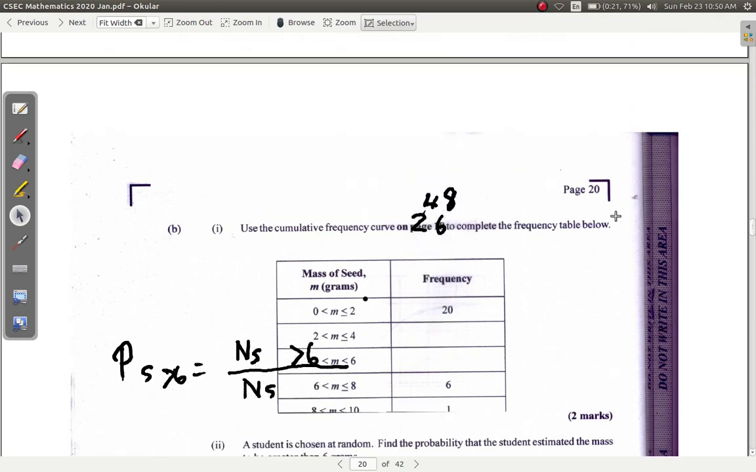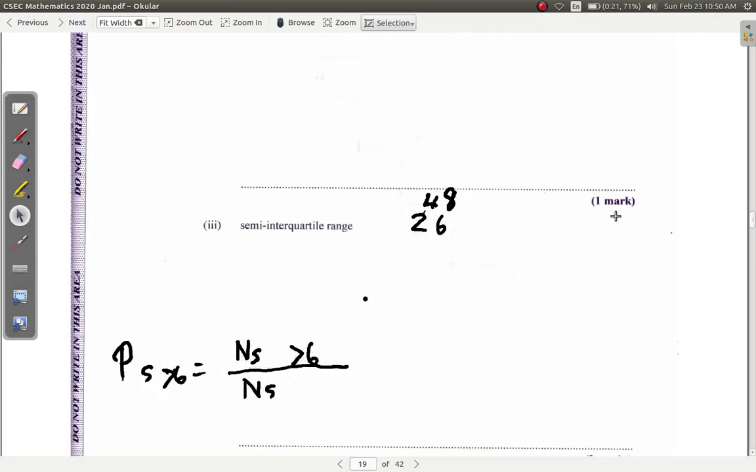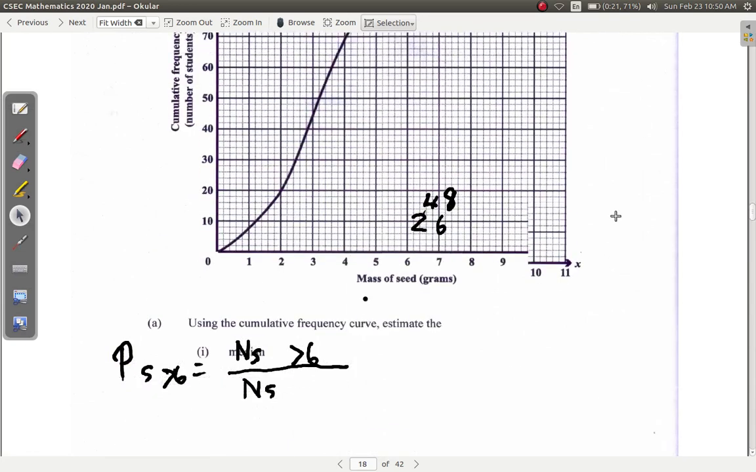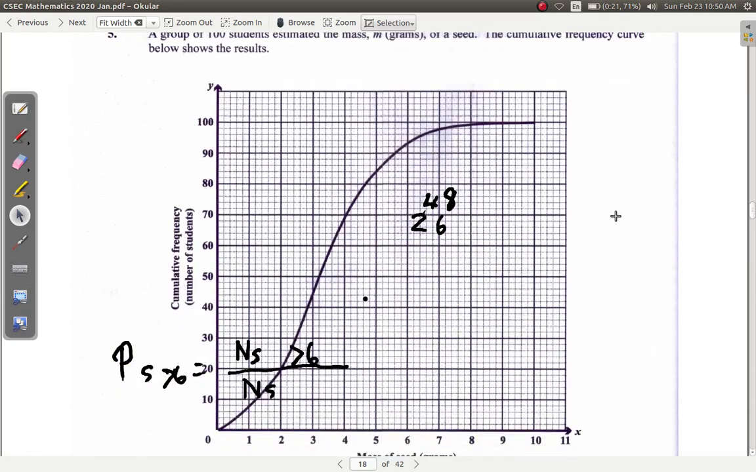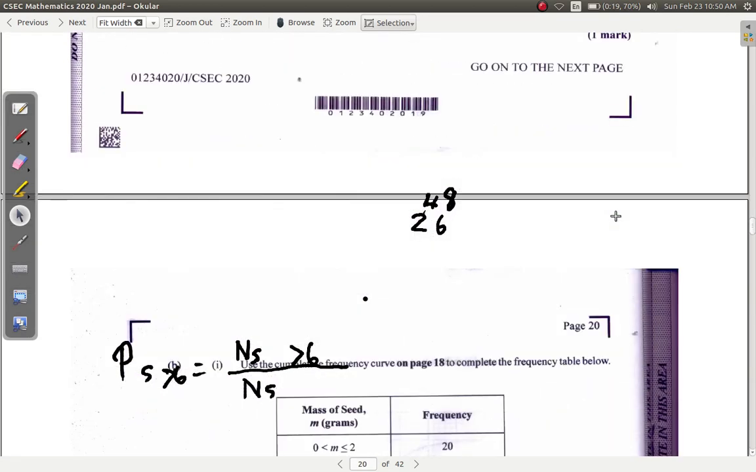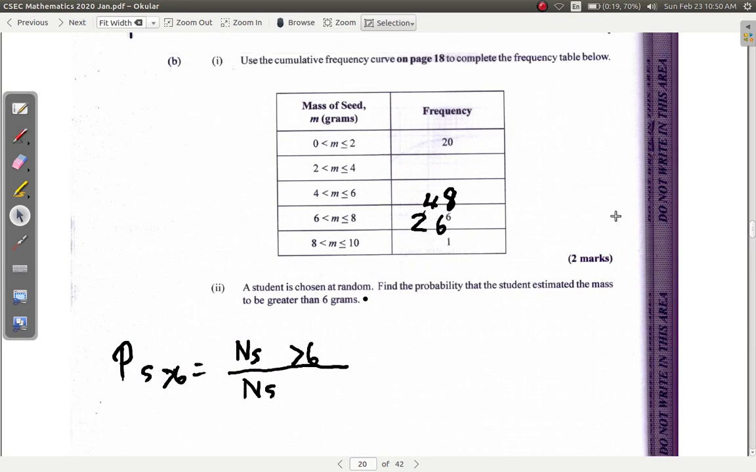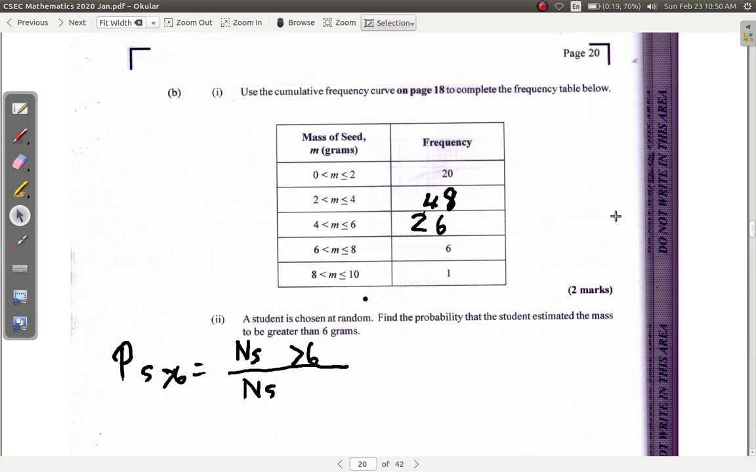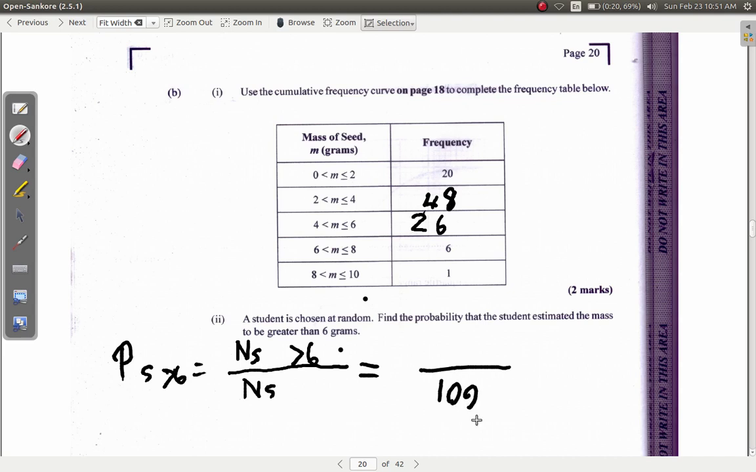Yes. So what it's saying up here, just to take a look at it, 100. So you have 100 students, and that 100 also coincides with the maximum number in the cumulative frequency table. So what we have here is the total number of students is 100. Now, how many students estimated the mass to be greater than 6 grams?